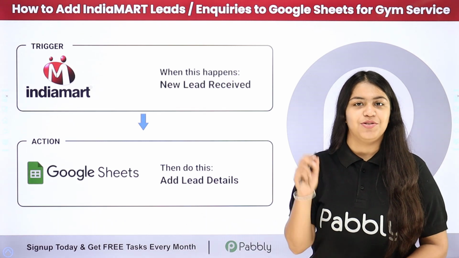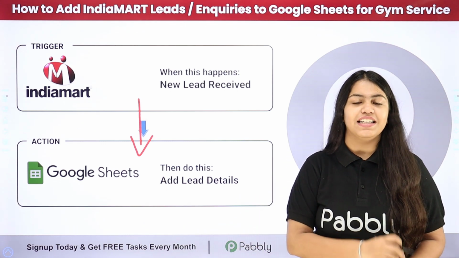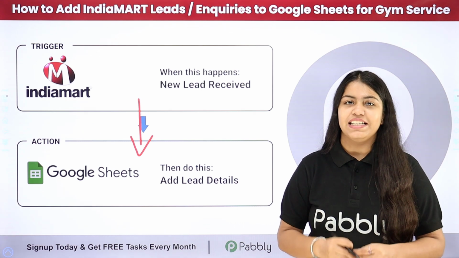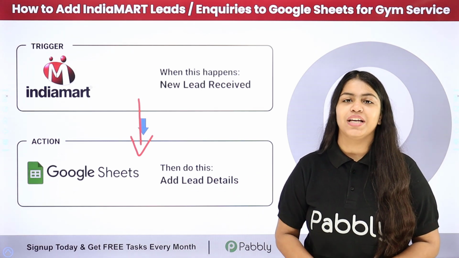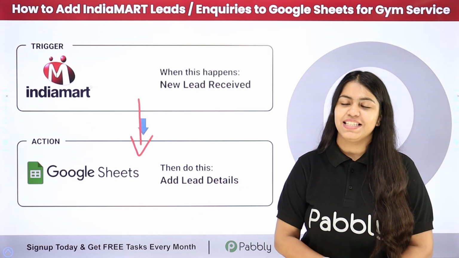So to do this, we are going to create a connection between IndiaMART and Google Sheets. To create this connection without knowing any programming or coding language, we are going to use Pabbly Connect. It is an amazing automation software. So do you also want to create this automation for your business? Then for that you have to come with me towards my screen.